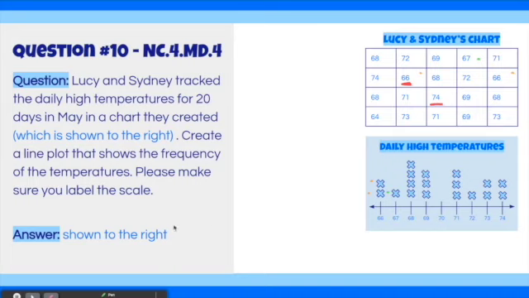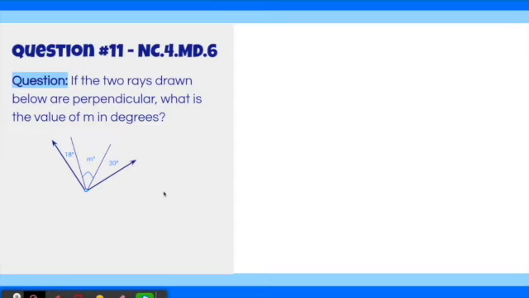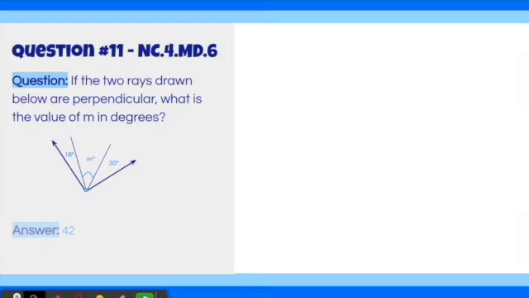Okay, on to question number 11. Question number 11. If the 2 rays drawn below are perpendicular, what is the value of m in degrees? Okay, so pause the video here if you need more time with the question. The answer to this question is 42 degrees.